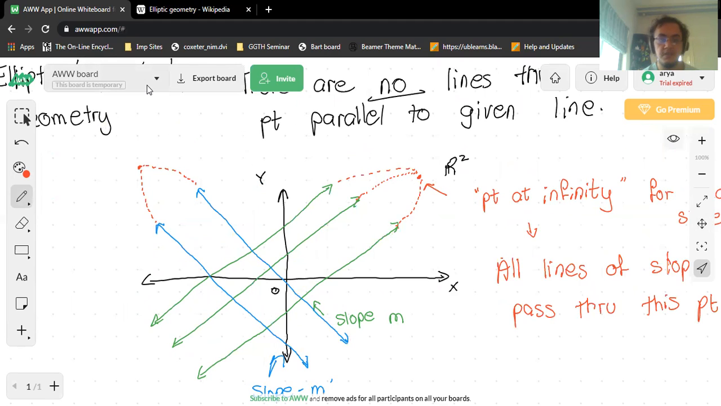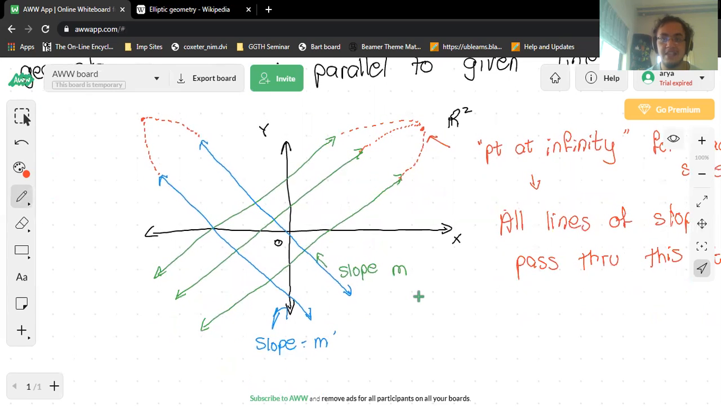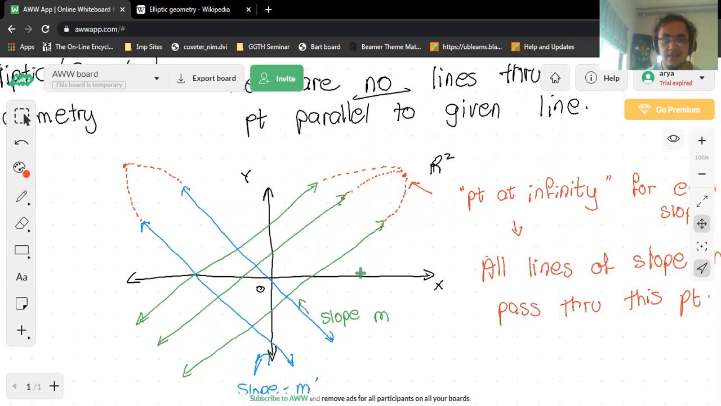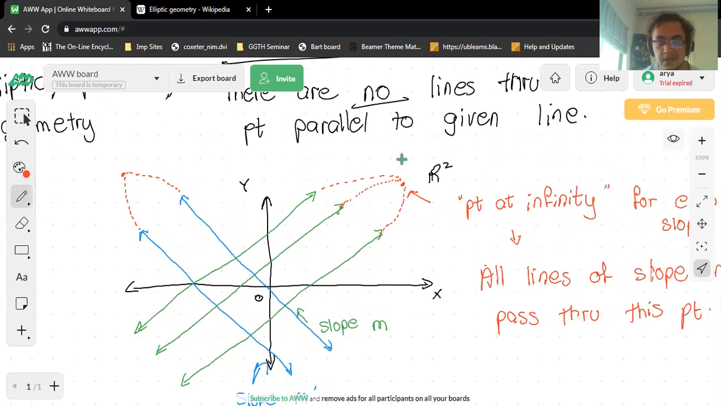So corresponding to each slope, we have a point. We are defining a new point at infinity. Just for the sake of some notation, I'll call the point x sub m to be the point at infinity for slope m. So this would be point x sub m dash.